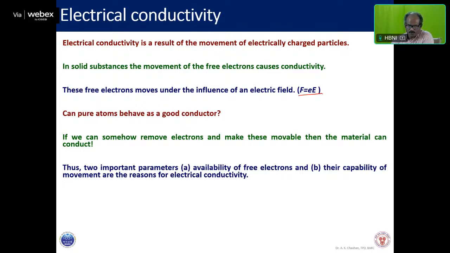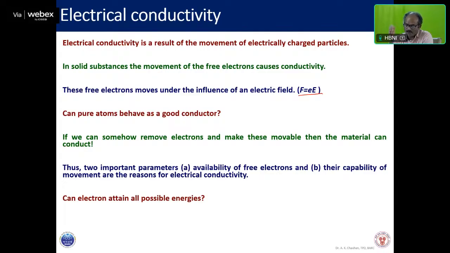So now we have two important parameters. Number one is the availability of free electrons, and number two is their capability of movement. These are the two requirements for electrical conductivity. Even if we have free electrons, but they are not mobile, then also there will not be any conductivity. And if there are no free electrons, then of course there is no possibility of any electrical conductivity.